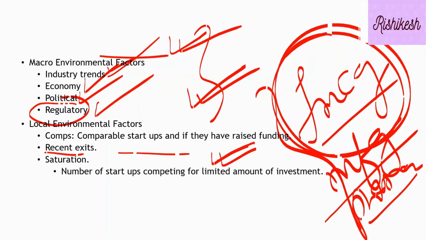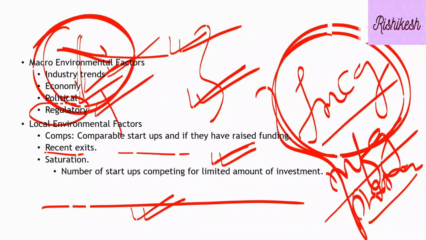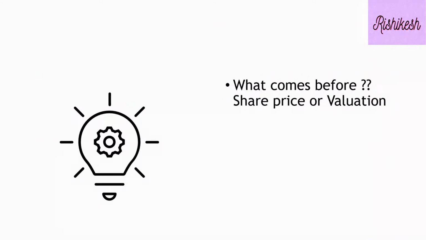Recent exits, so exit potential we are talking about: whether the startups in the same market, the same category of things that you're doing, have exited. The third thing is saturation. Saturation means the number of startups competing for a limited amount of investment. The investment is always limited, X amount. If you have 7 startups competing for the same amount of investment X, the competition is very high. So maybe you have to shell out a large amount of equity just to raise a small amount of capital. All these factors are taken into account while doing the valuation of an early stage startup.